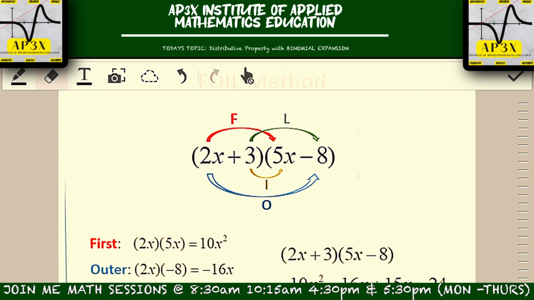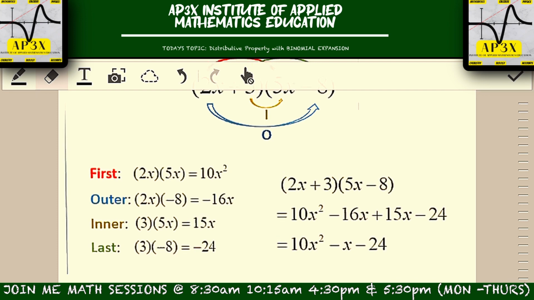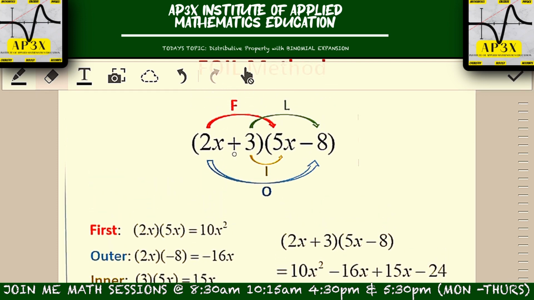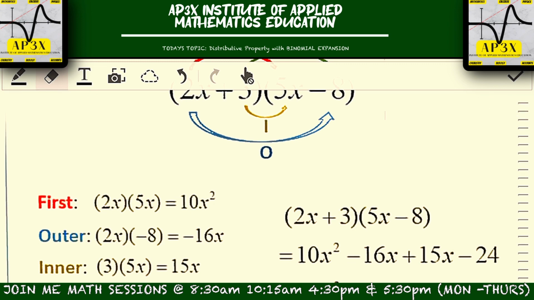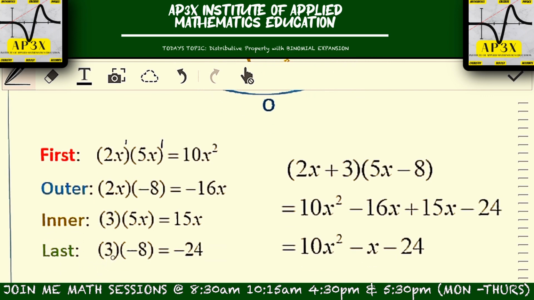If we want to look at this fundamentally, what we're looking at here is 2x multiplied by 5x. Obviously that gives us 10x squared. We already discussed this in our previous video. That's a power of 1, that's a power of 1. 2 times 5 is 10, and x to the 1 times x to the 1, we add the powers, x squared. Then we do 2x times 8, number with number, that's minus 16, and the x comes back. Then we have inner with inner, so 3 times 5 is 15 with the x, and of course 3 multiplied by minus 8 is minus 24.